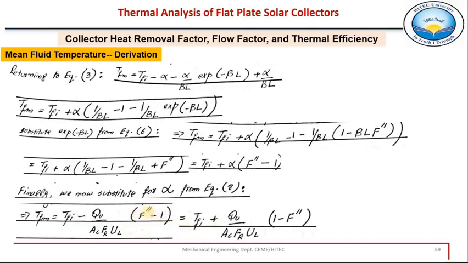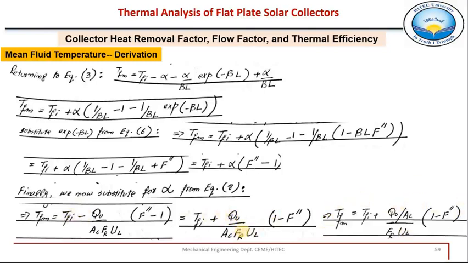So the same equation is further written in this form. Here it is written as 1 minus F, and this minus will make this plus. So this minus becomes plus, and that is the desired equation. Here QU divided by AC is written separately in the numerator divided by F. So that is the equation which you see in the book, right? So here is the complete derivation which we have done to calculate the mean fluid temperature of the fluid flowing through that solar collector. So that was the desired equation.